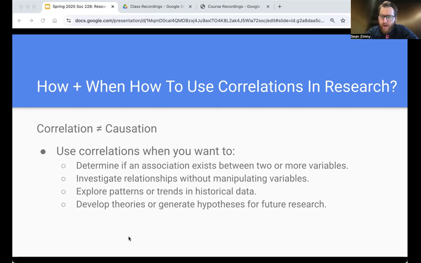3, when we want to explore patterns or trends in historical data. So maybe it's data that folks have collected for many, many years, or data folks collected a couple of years ago, or in past months, whatever it might be. Maybe analyses that hadn't been done on them before. And 4, developing theories or generating hypotheses for future research. All those things we can do with the help of correlation.